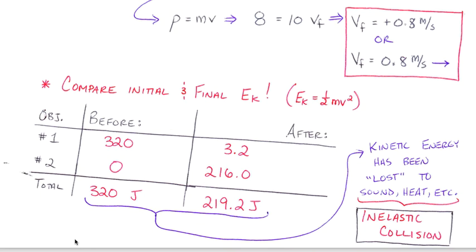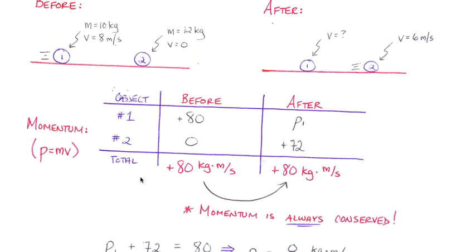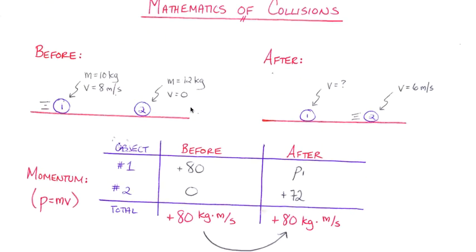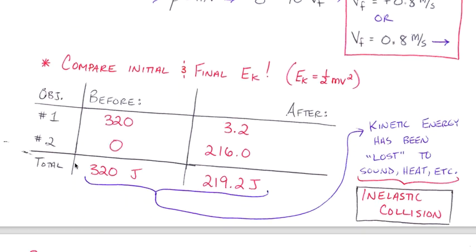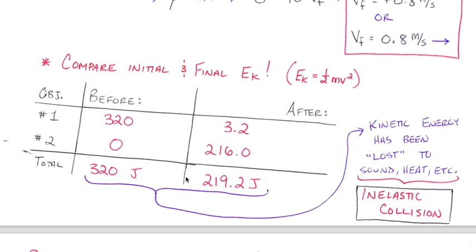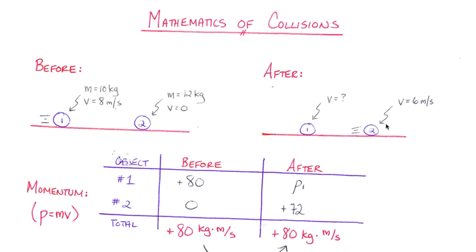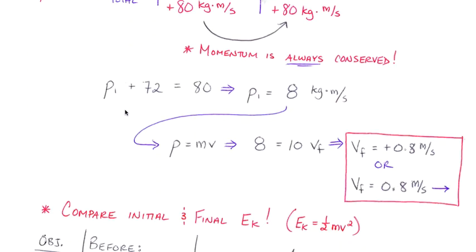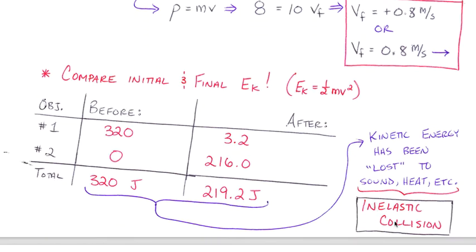And in this case, you will see that I started with 320 joules. So together, these two objects had 320 joules of kinetic energy prior to the collision, and afterwards, they only had 219.2. So I had less energy over here afterwards than I did before. That immediately tells me that this is an inelastic collision, and some kinetic energy has been lost to things like sound, heat, etc., the dissipated energy.